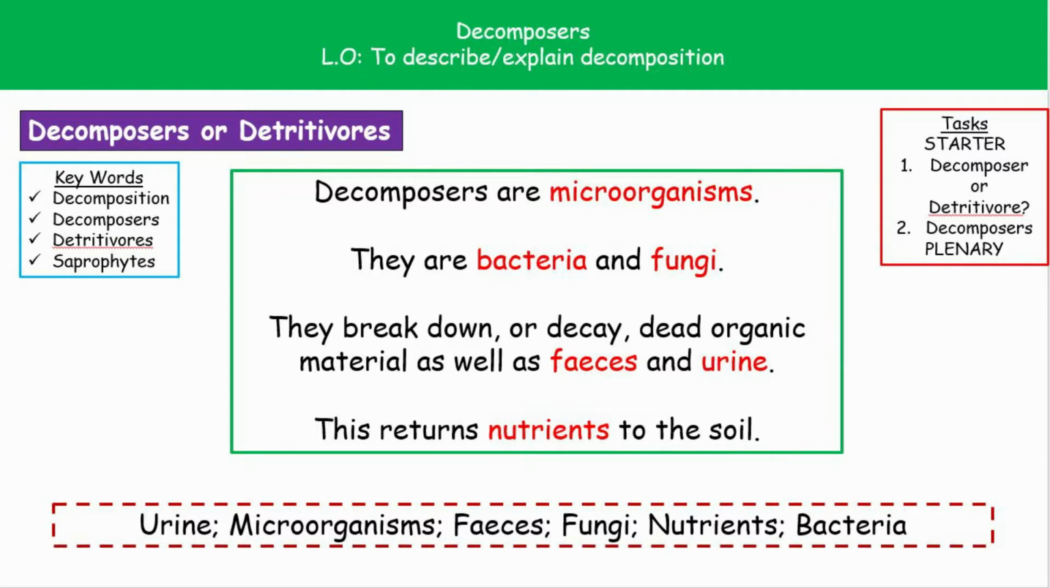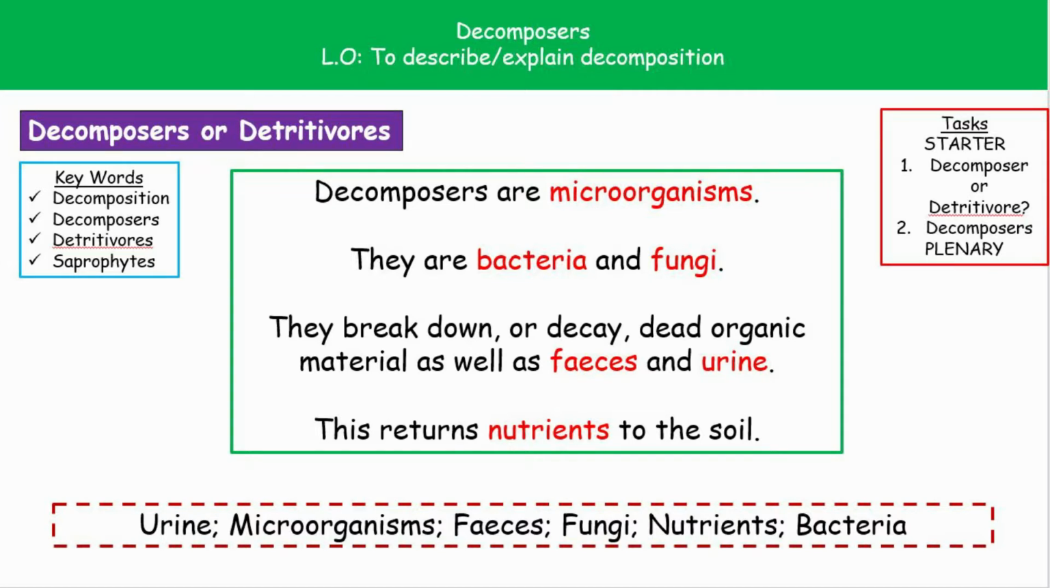They are bacteria and fungi. You could have had that as fungi and bacteria. Either way around works there. They break down or decay dead organic material as well as feces and urine. Again, feces and urine can go the other way around to be urine and feces. And this returns nutrients to the soil.